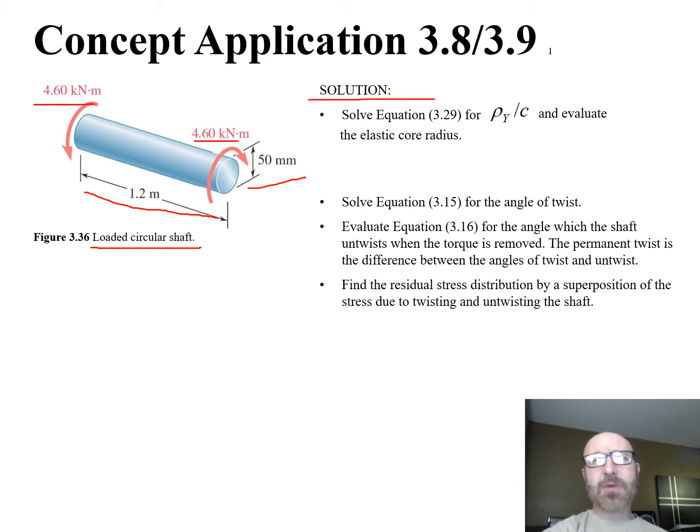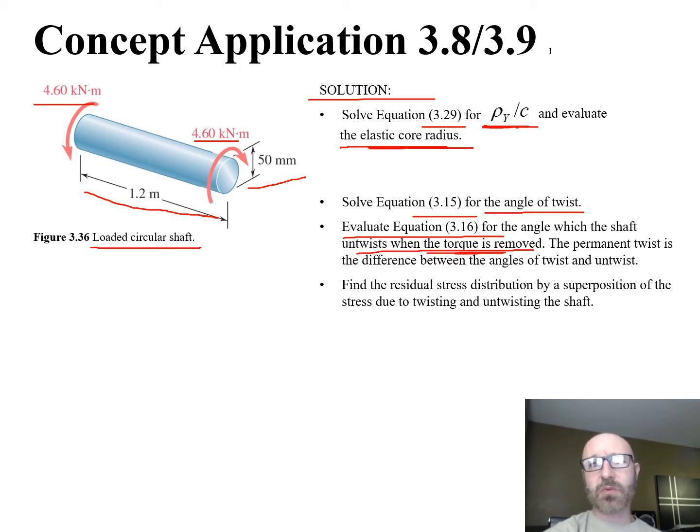So as I think about my solution, how I want to solve it, I think about some governing equations I might want to use, thinking, okay, maybe 3.29, I can use this right here to evaluate the elastic core radius, because in part A they did tell me I needed to solve for the elastic core radius right there, so I have that rho sub y right there, and I have my C value there, okay. Now I think I can come back and solve that, and then I think of my angle of twist, was part B they asked to solve for. I know I have a governing equation for my angle of twist, and somebody's going to be untwisted there, so I can go back to equation 3.16, find the angle which the shaft untwists when the torque is removed.